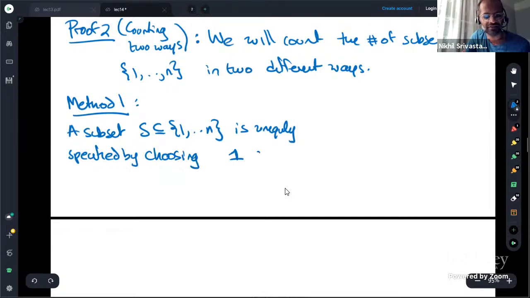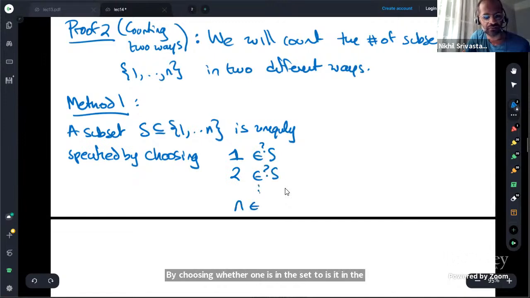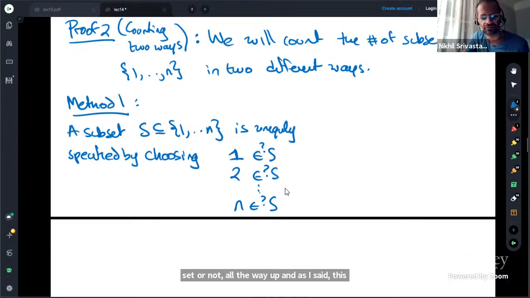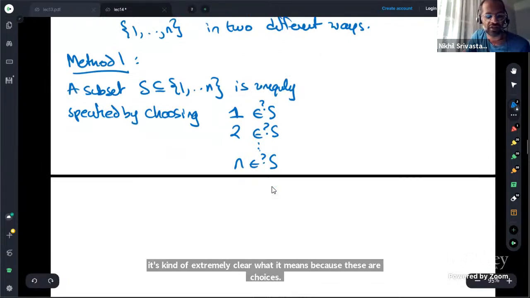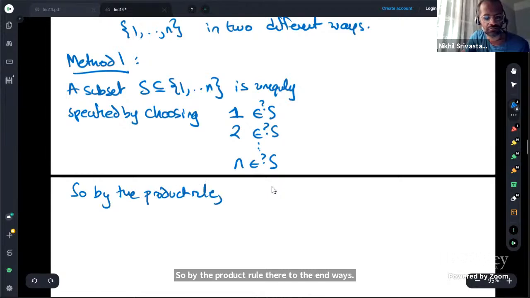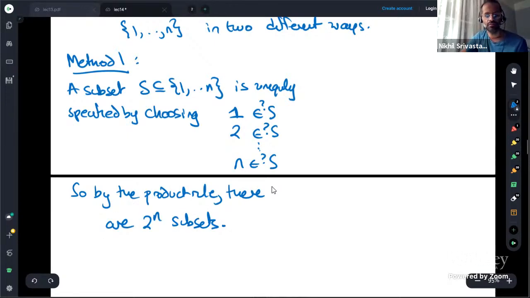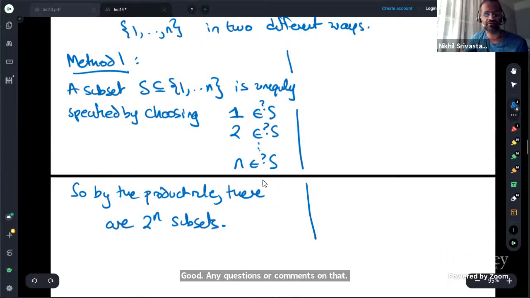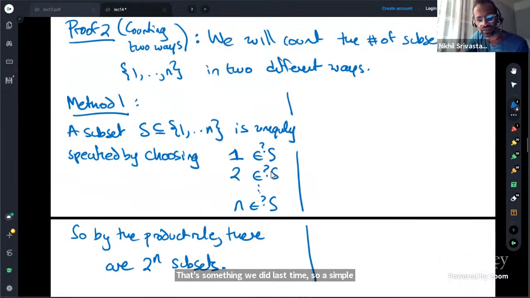By choosing whether 1 is in the set, 2 is in the set or not, all the way up to n is in the set. This is a kind of new notation I'm introducing. It's okay for you to use it in the course if you want, since it's extremely clear what it means, because these are choices. So by the product rule, there are 2 to the n ways. Okay, any questions or comments on that? That's something we did last time. It's a very simple way to count. But now here's a weird way to count, method number 2.